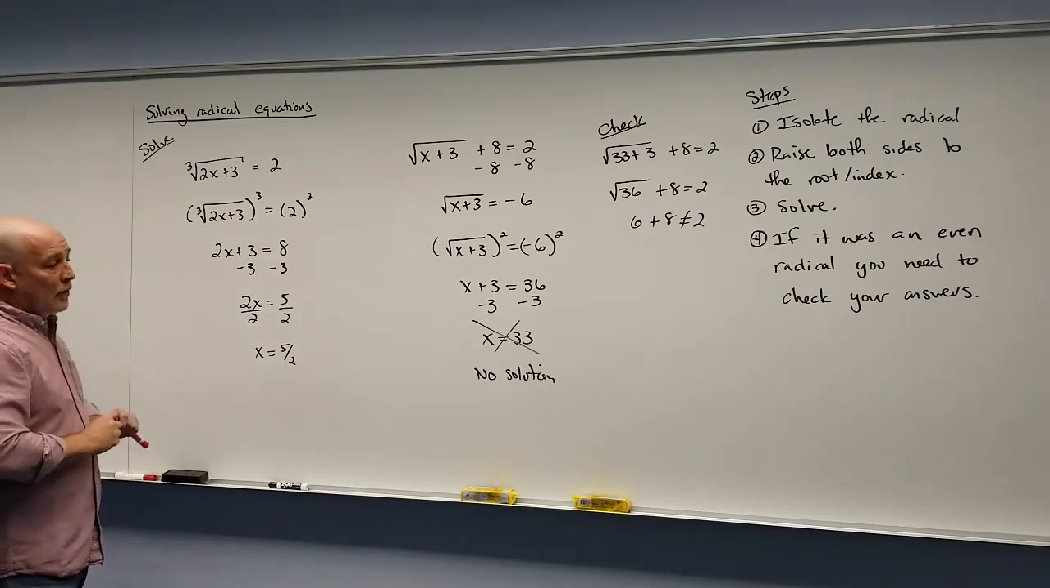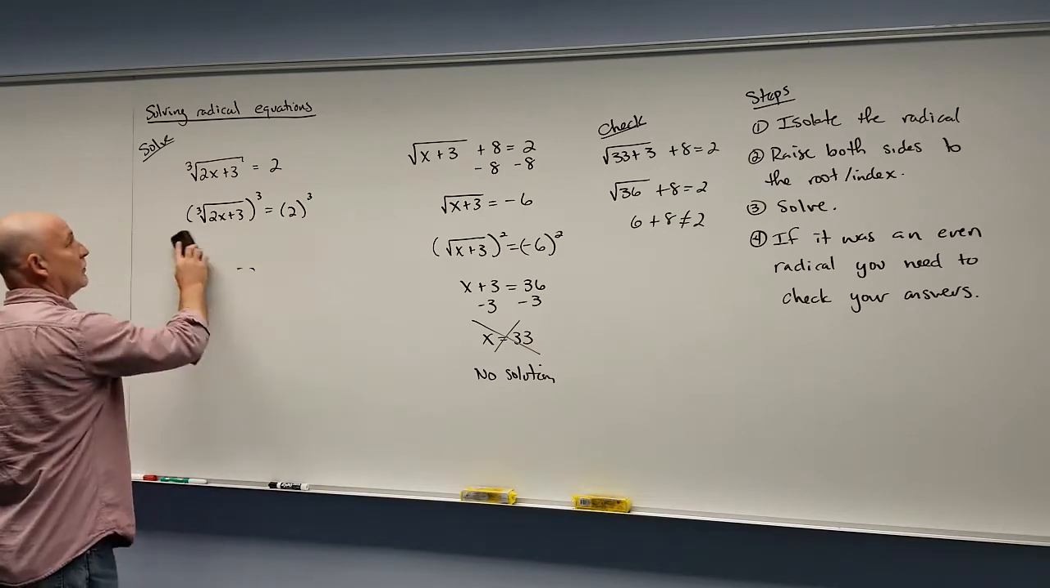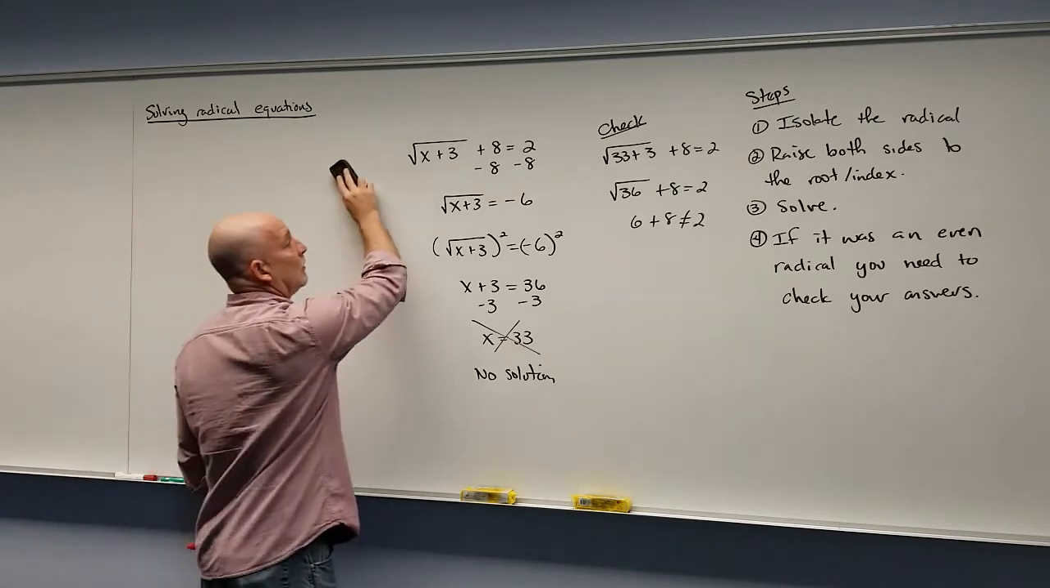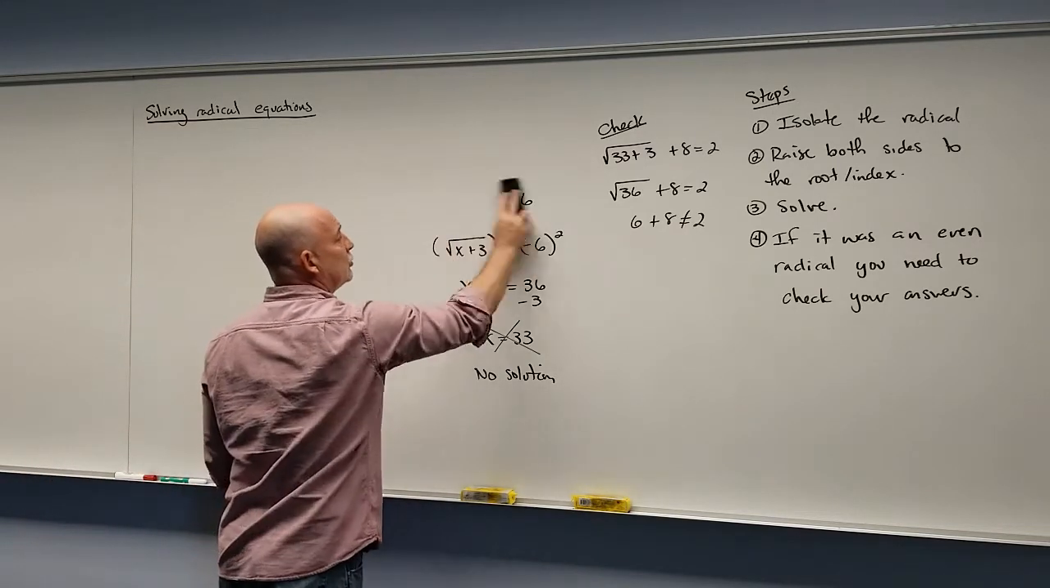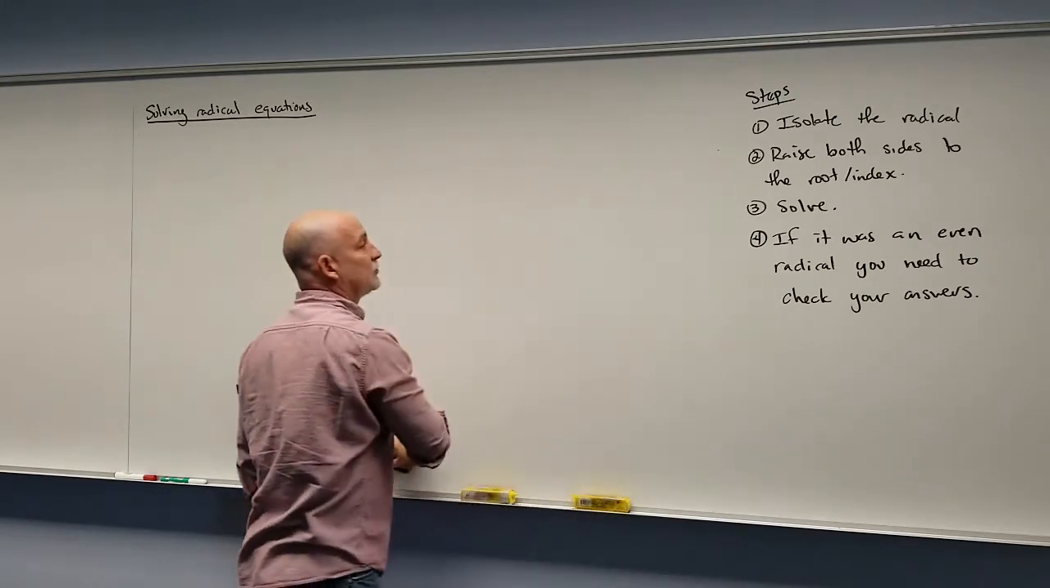All right, one radical problems are fairly straightforward. Two radical problems are a bit more difficult. So let's take a look at the two radical problems. Now, the good news for us, for two radical problems, they're always going to just be square roots.